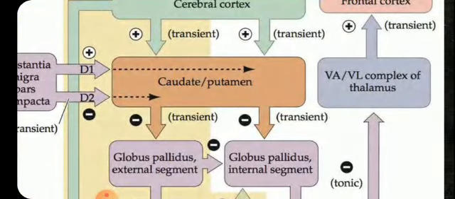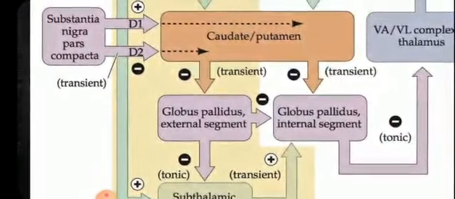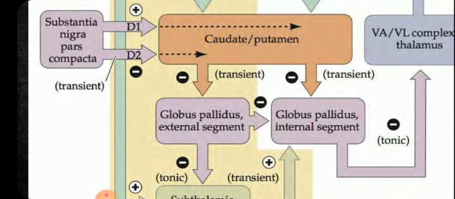So wherever a plus is put, please understand that for that particular stretch of neuron, the neurotransmitter is glutamate, and wherever this minus sign is put, please read it as the neurotransmitter there is GABA, which is an inhibitory neurotransmitter.